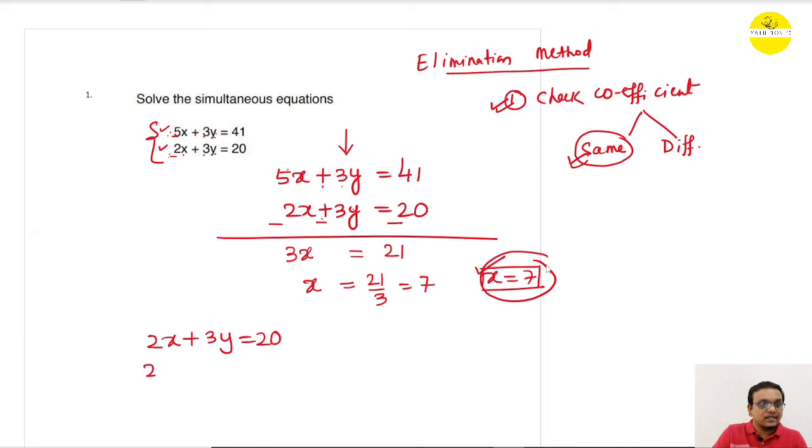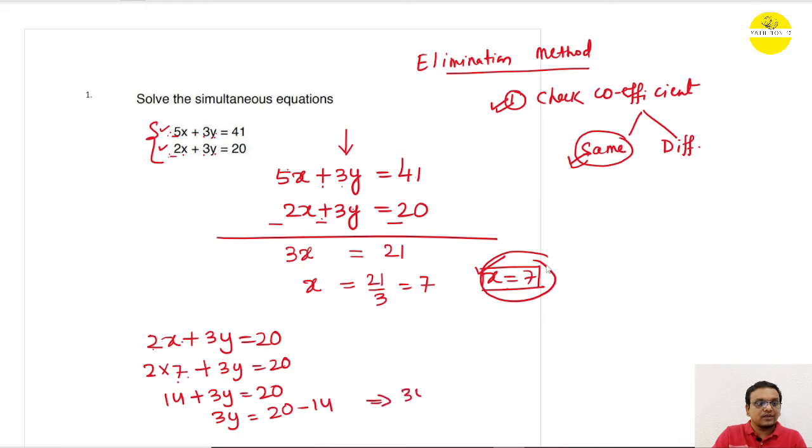Now what I'll do is, see, I'm going to substitute the value of x here. 2 times x, 2 times 7, plus 3y is equal to 20. 2 times 7 is 14. So 14 plus 3y is equal to 20. And we know that 3y is equal to, if I shift this 14 to that side, it will be 20 minus 14. Yes. Now 3y is equal to 6 and y is equal to 6 over 3, and I'm getting 2.